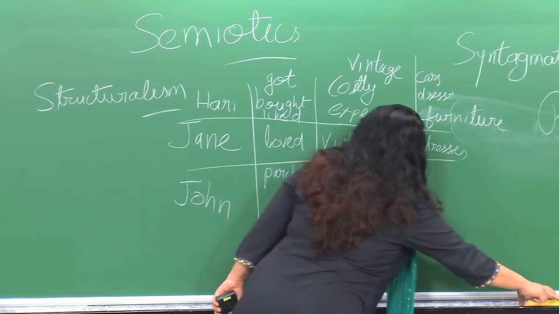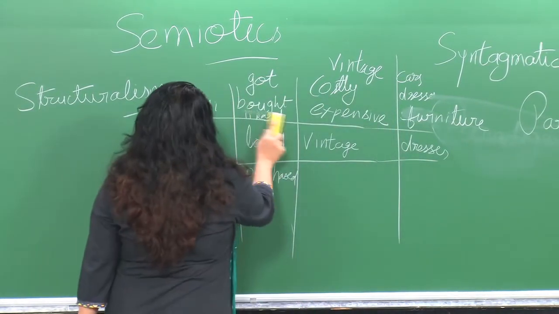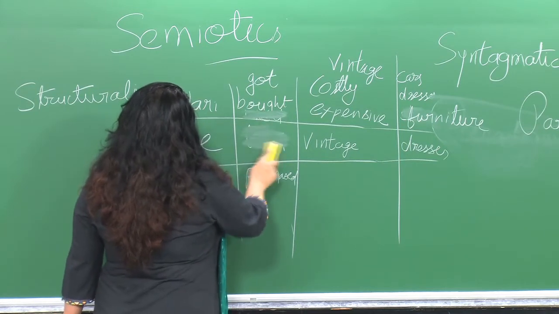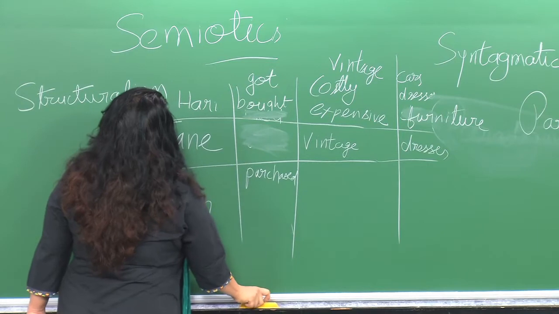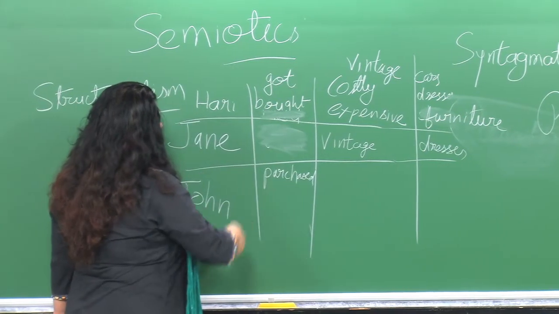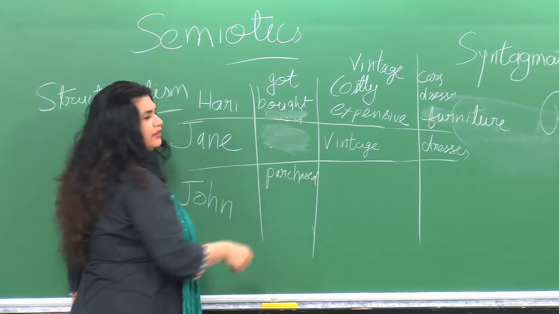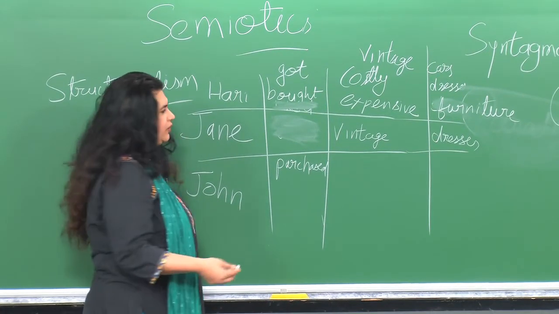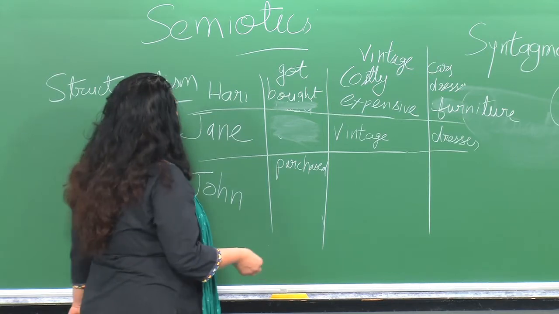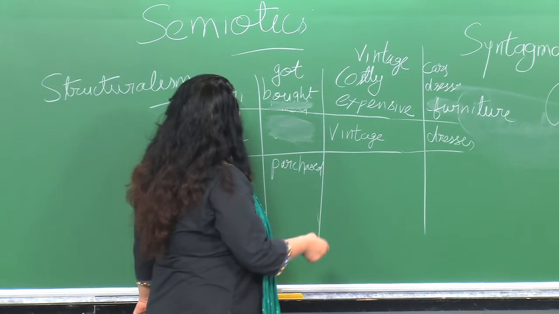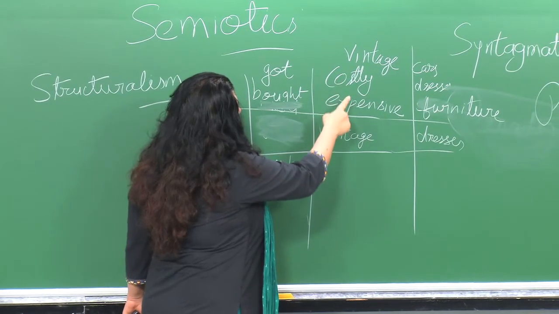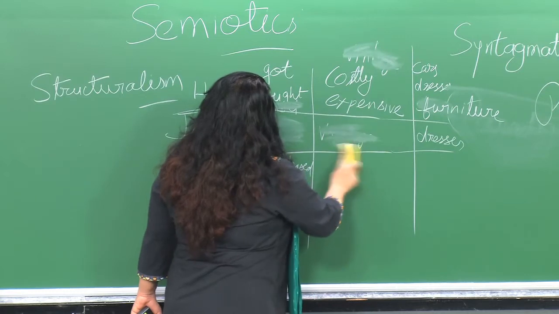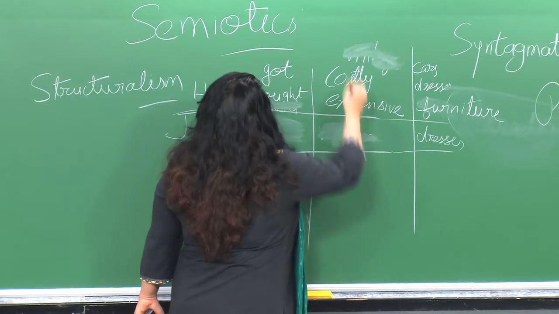Let me remove liked and loved, in order to make it more consistent. So, got, bought, purchased, okay, all these words suggest the same thing, the act of buying. At the same time, we can use words like costly, expensive, and let me remove vintage from here and replace it with something like pricey.